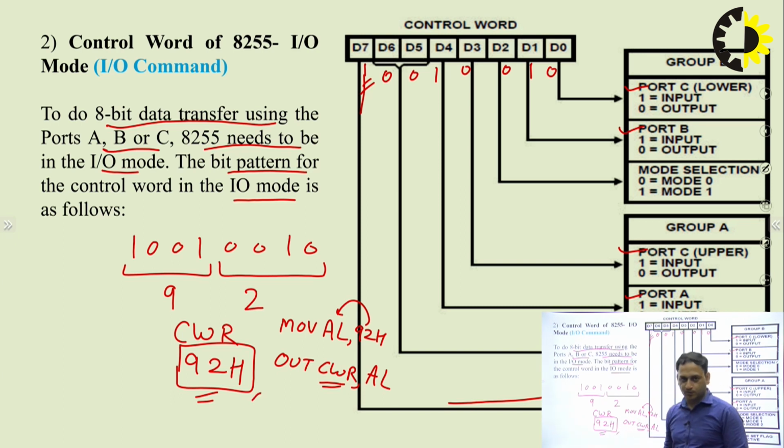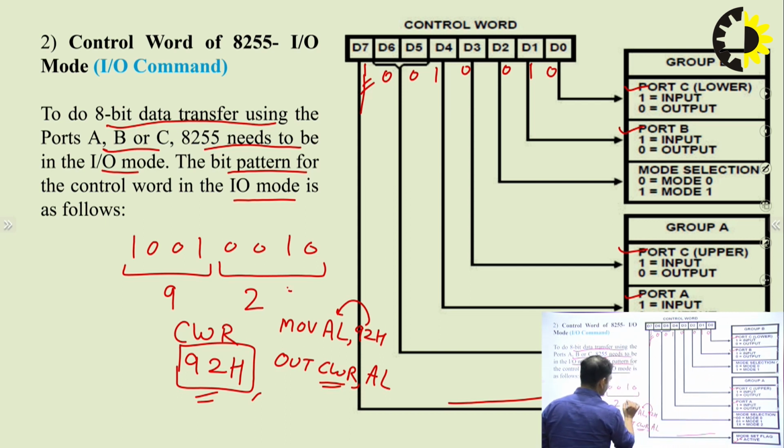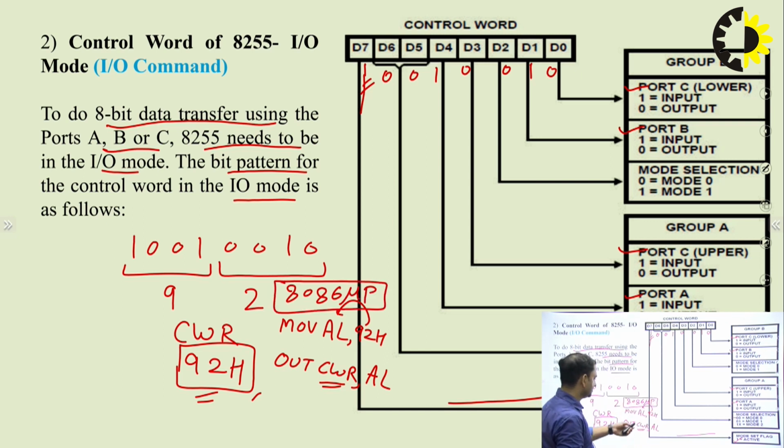So how to write the program for this? Simple. First of all, put 92H into the AL register, and this is in the 8086 microprocessor, right? So this instruction which we are writing is for the 8086 MPU. Clear? So 92H is stored into AL, and then OUT CWR, AL. So the AL content will move into the CWR. In that case, CWR will carry 92H.